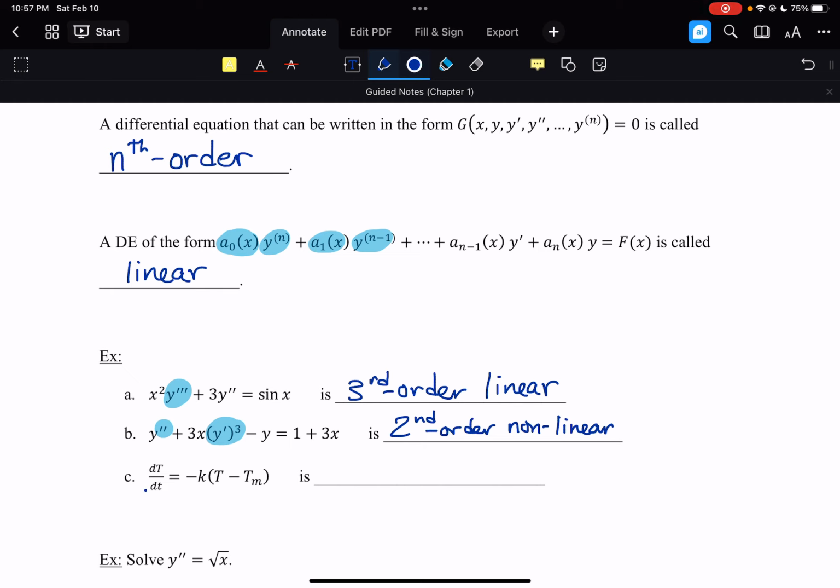Then we have the Newton's law of cooling formula from section 1. The highest derivative in it is just this first derivative here, dT/dt. So it is just first order, and that's the only derivative, and it is not raised to any power, so it is linear. So this one is first order linear.